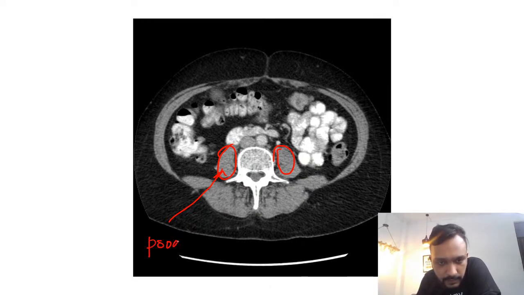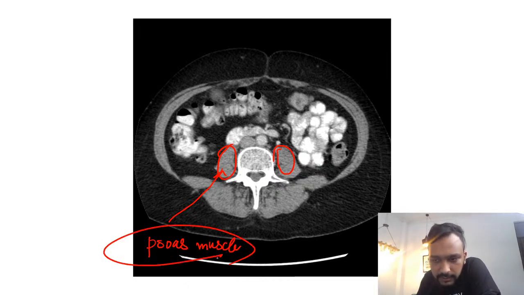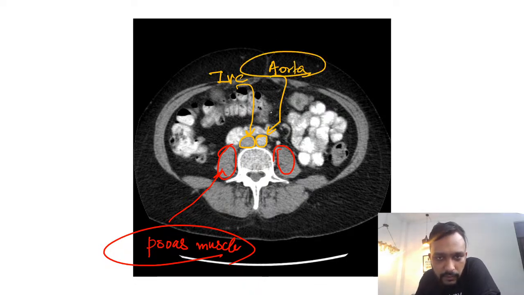Okay, this is your psoas muscle, that is going to run on either side of the vertebra. So these two structures which I am labeling in the brown color, can you label these two brown structures? Anyone? One is your IVC and the other is your aorta.